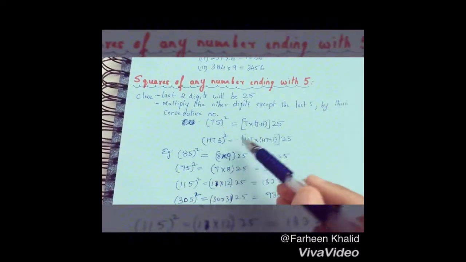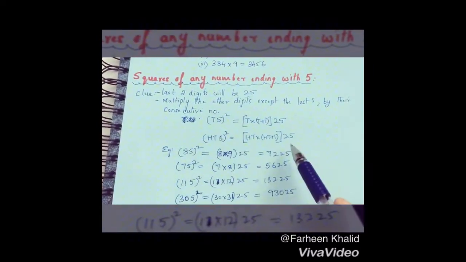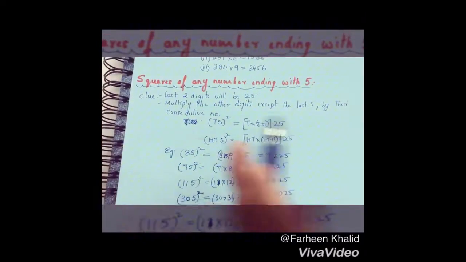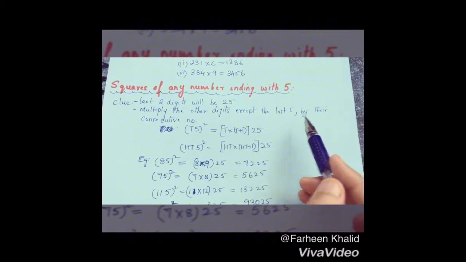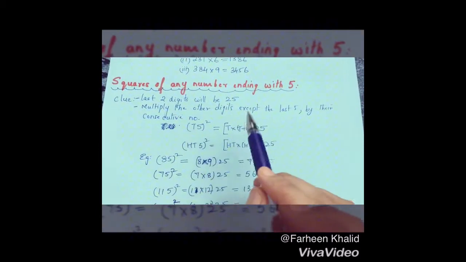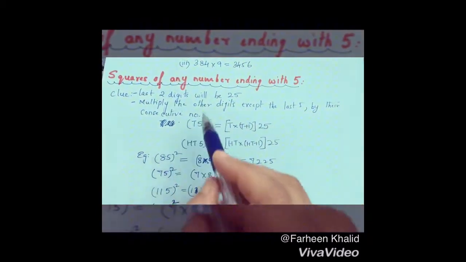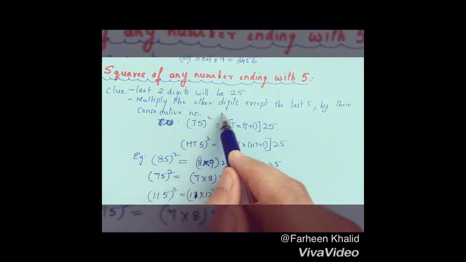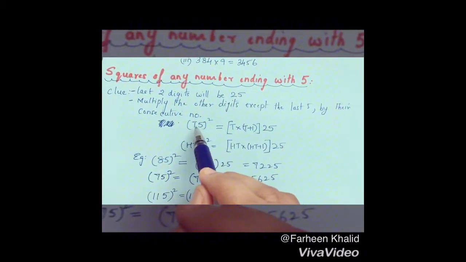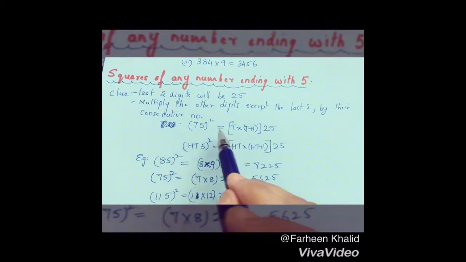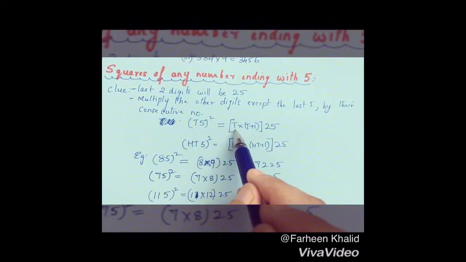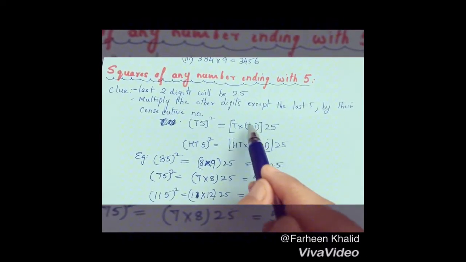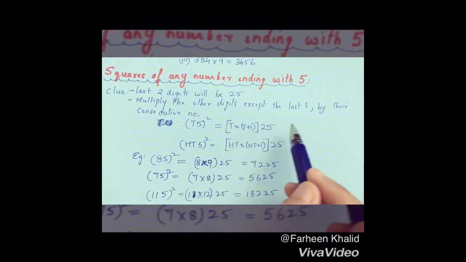Basically, the 5 that you have will be squared, it becomes 25, and for the numbers that are left apart from the last 5, you multiply those numbers with their consecutive number. Let's see what I mean. So let's say the number is t5 square, the units digit is 5 and you have a tens digit, then all you do is the tens digit times the consecutive number which is greater than that, and you just write the 25 in the answer.